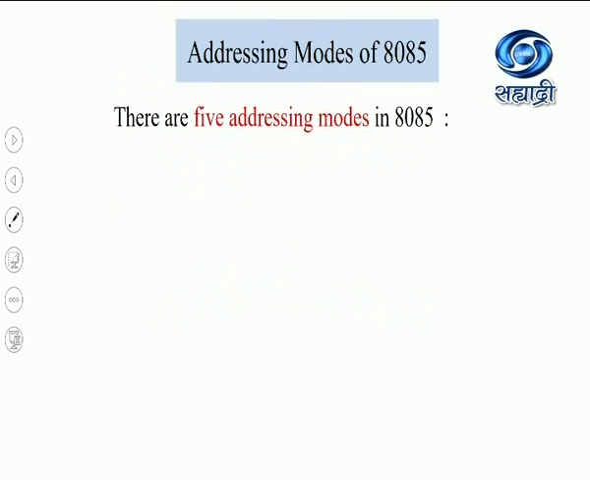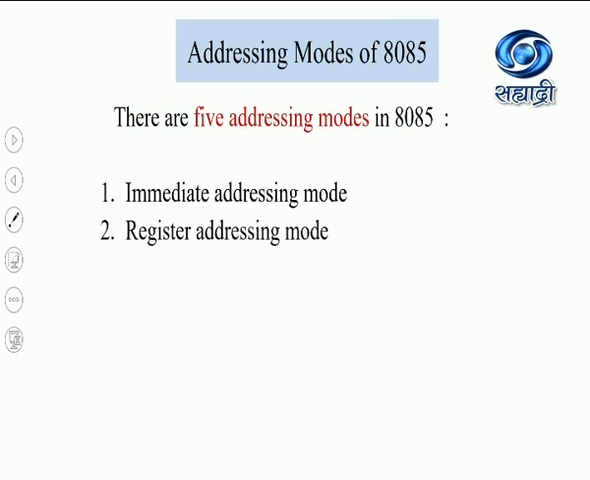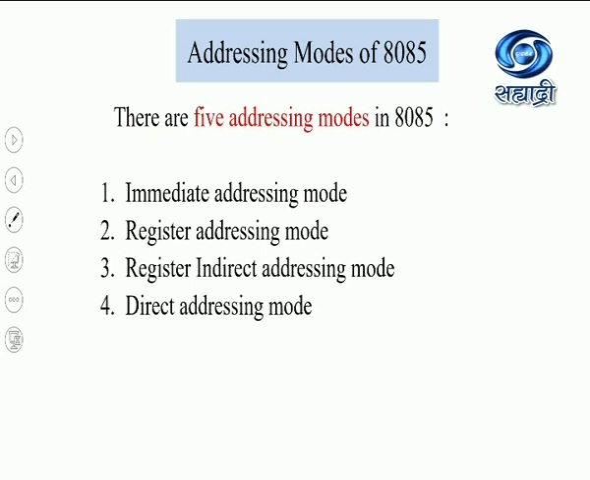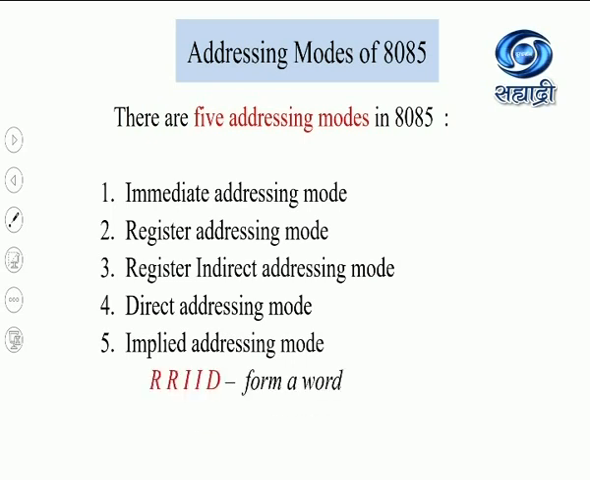In 8085, there are 5 addressing modes, namely immediate addressing mode, register addressing mode, register indirect addressing mode, direct addressing mode, and implied addressing mode. So these 5 addressing modes you can remember by forming a short word: RRIID. R, register addressing mode. Second R, register indirect. I, immediate addressing mode. I, implied addressing mode, and D, direct addressing mode. So we will see each addressing mode one by one.